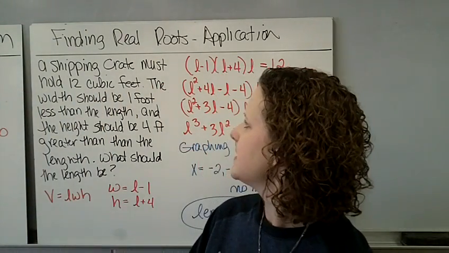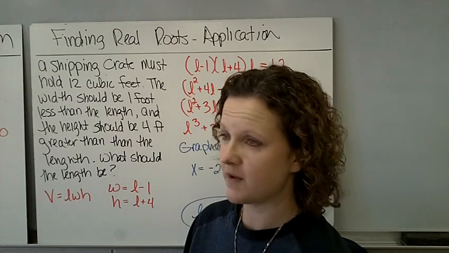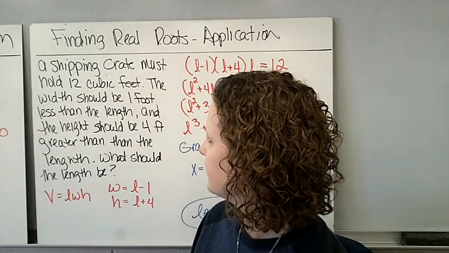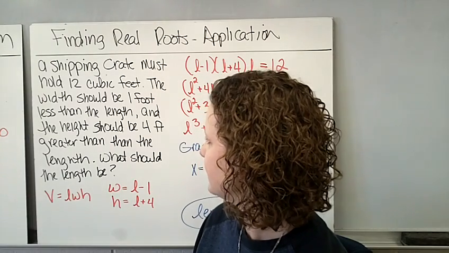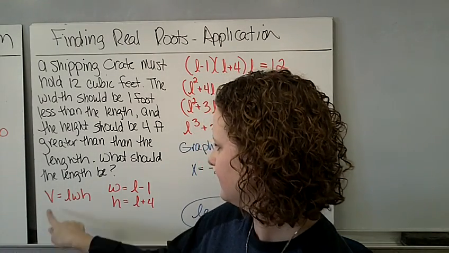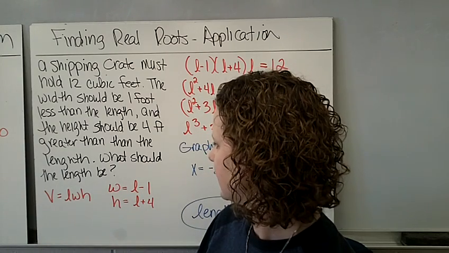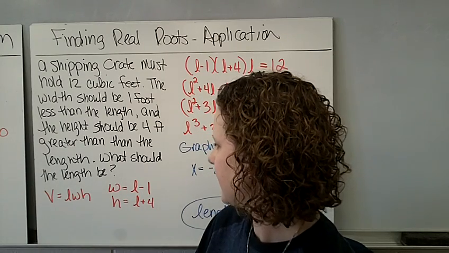A shipping crate must hold 12 cubic feet. That's a volume, 12 cubic feet. The width should be 1 foot less than the length, and the height should be 4 feet greater than the length. What should the length be? Volume, length times width times height. The width is 1 less than the length. The height is 4 bigger than the length.